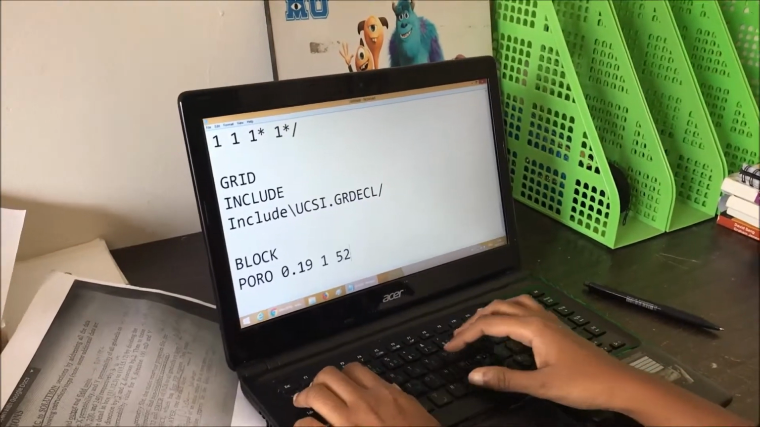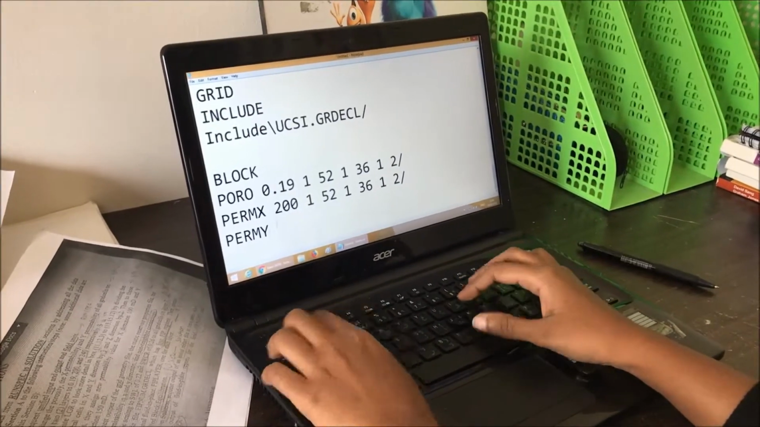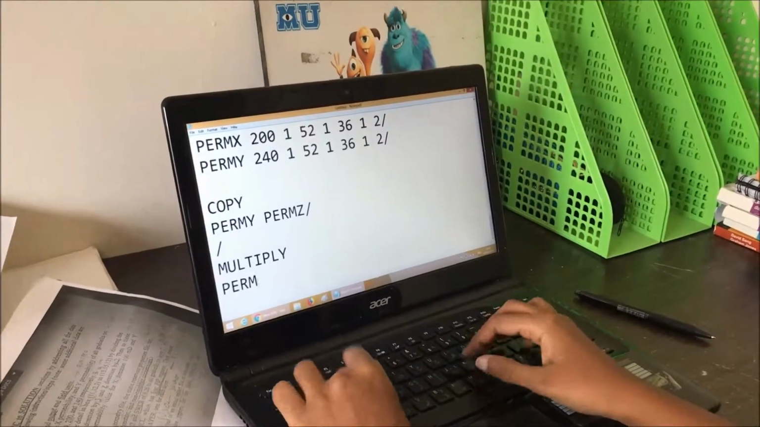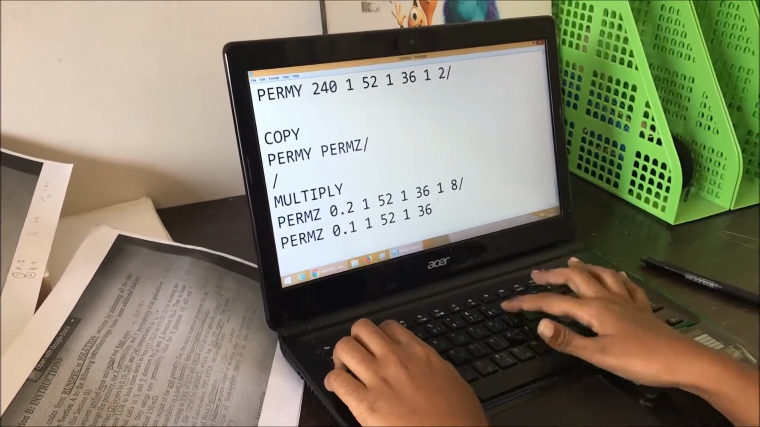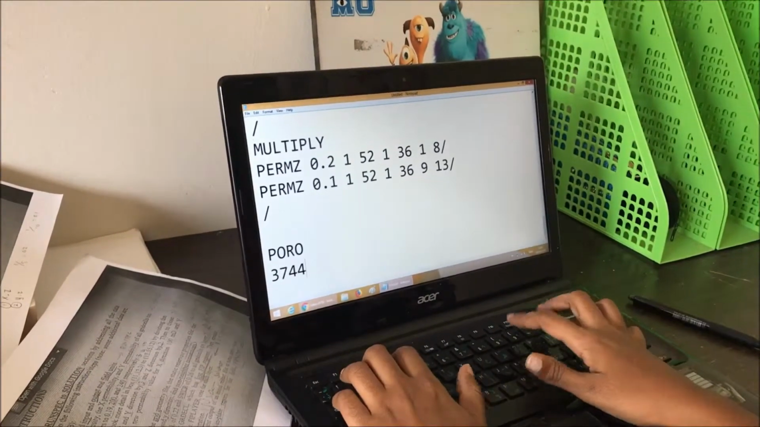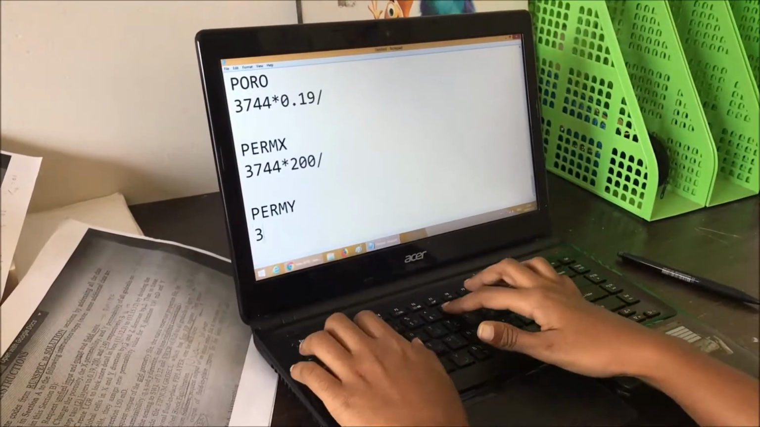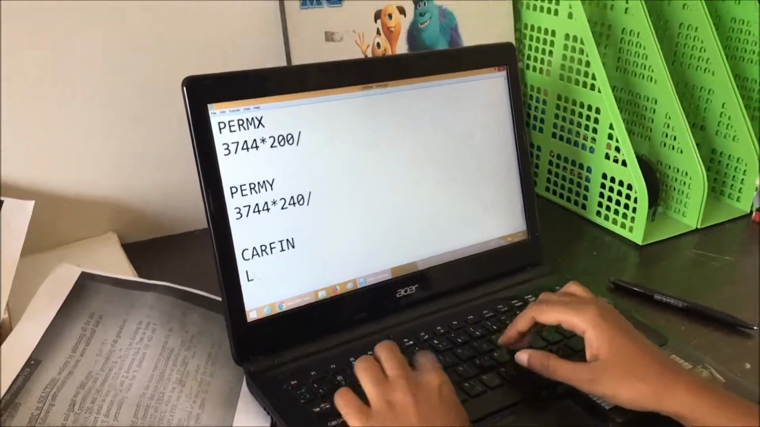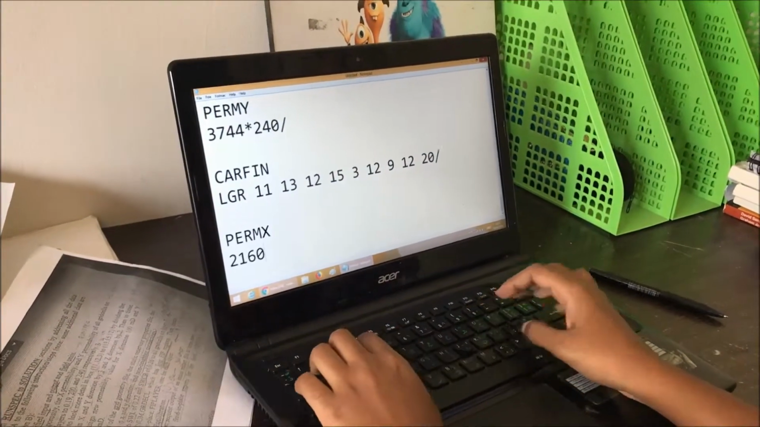The second most important element is the grid. Your grid, the question asks you to include your USCSI grid cell. There are 2 methods actually, BLOCK and BOX. In this method, we use the BLOCK method. We have an important keyword over here, which is CARFIN. It's used for my LGR. You list down the values that were given in the question and the answers that we got previously.